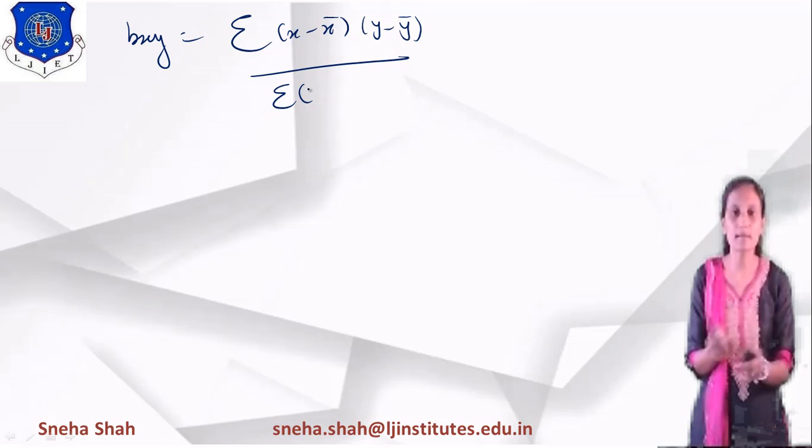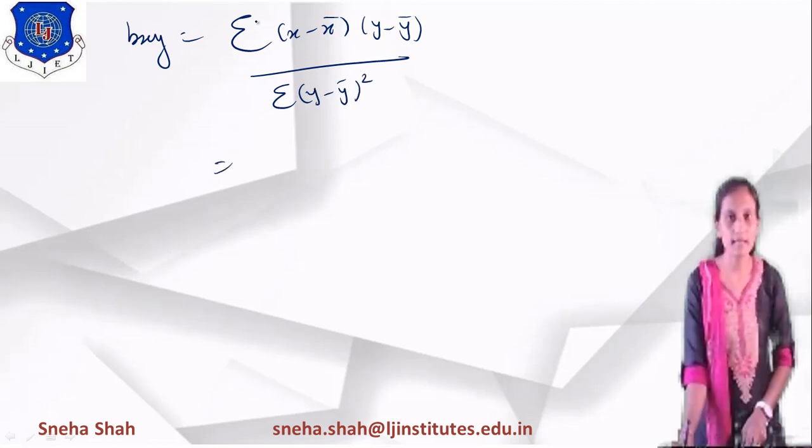Now if I am putting all these values, what is the value of this? Its value equals minus 26, and what is the value of (y minus y bar) whole square? Its value equals 20. So if I am solving this term, then it will give us the answer equals minus 1.3.